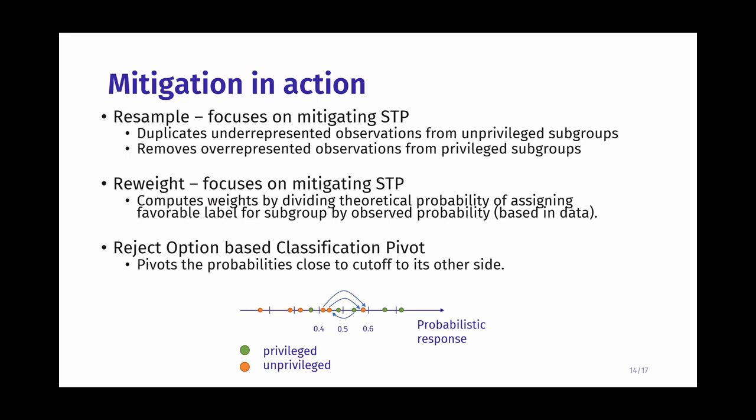And the reject option-based classification pivot, just like the last one, pivots the probabilities close to the cutoff to the other side of the cutoff. So if you have, for example, the area in close proximity of the cutoff, which is by default 0.5, and we define some theta to be 0.1, so the area is 0.4 to 0.6. If the unprivileged subgroup receives a probabilistic response within the left proximity of the cutoff, then it will be switched, pivoted to the other side. And if the opposite thing happens, when the privileged subgroup is on the right side of the cutoff, it will be pivoted to the left side.